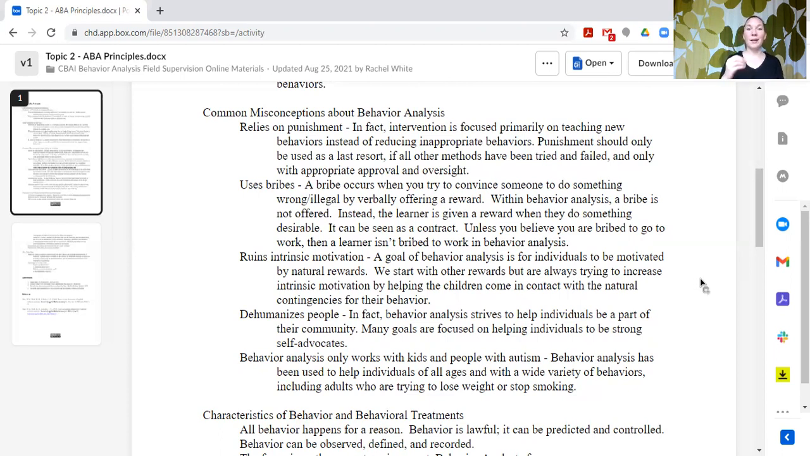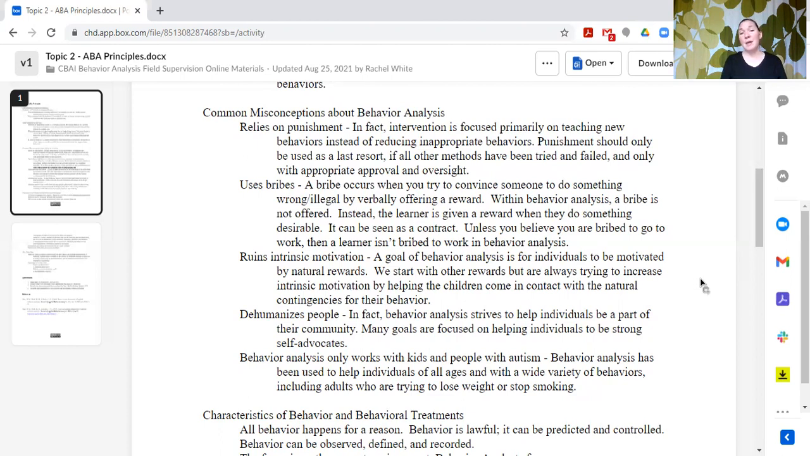Every single person that we interact with, that we serve, is a person, no matter what their skill level. And we need to respect them, and we need to help them to become their self-advocates, and to help them participate in their families, their community.